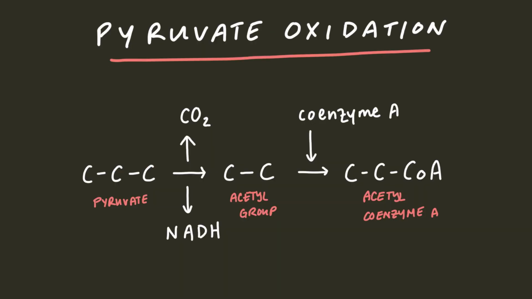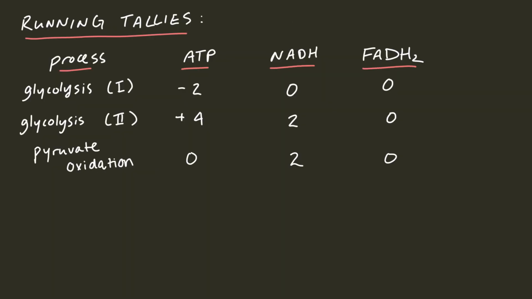A carboxyl group is brutally ripped away from pyruvate, releasing carbon dioxide and leaving behind a 2-carbon molecule. This 2-carbon molecule, which is called an acetyl group, loses an electron, and another molecule of NADH is formed in the process. The acetyl group is then attached to coenzyme A to form acetyl-CoA. At the end of 2 rounds of pyruvate oxidation, because remember, 1 glucose begets 2 pyruvates, we've created 2 carbon dioxides and 2 NADHs.